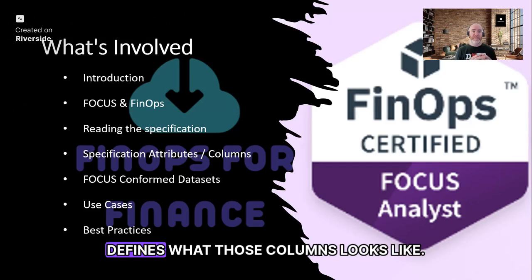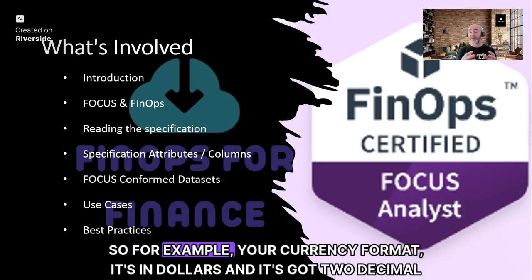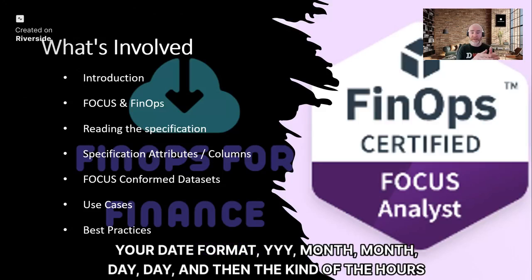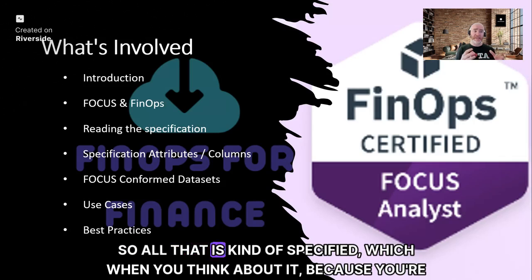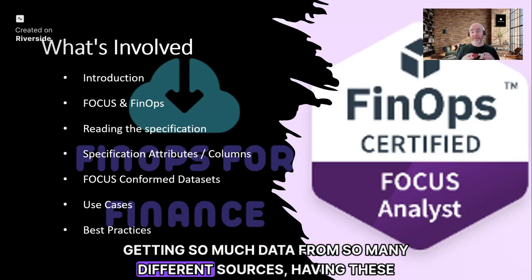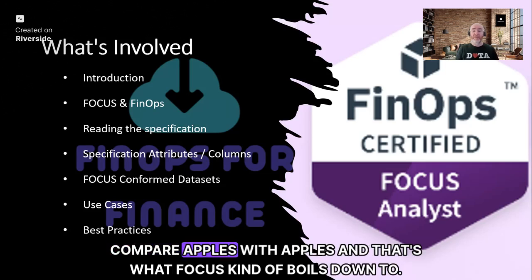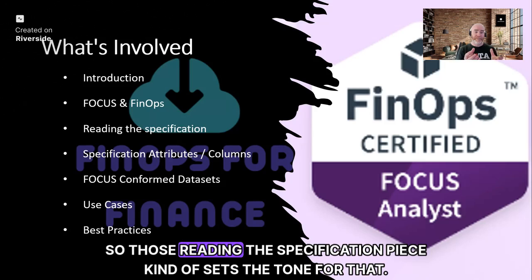It defines what those columns look like. For example, your currency format, in dollars with two decimal places, or whatever that might be. Your date format: year, month, day, and then the hours and minutes. All of that is specified, which, when you think about it, is quite important because you're getting so much data from so many different sources. Having these guardrails in place means you can compare apples with apples. And that's what FOCUS boils down to. The reading the specification piece sets the tone for that.